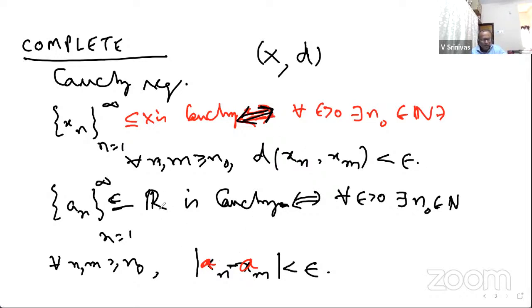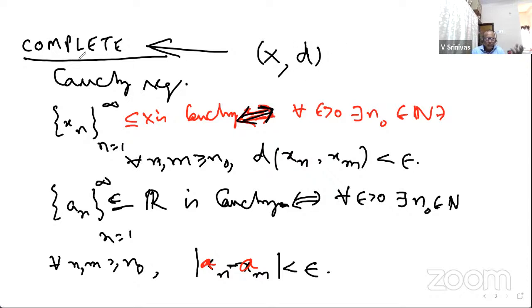On R, distance is the absolute value of the difference. Replace this by a general metric. That's how we can define a Cauchy sequence in a metric space. If each Cauchy sequence converges in a given metric space, we say that the metric space is complete.